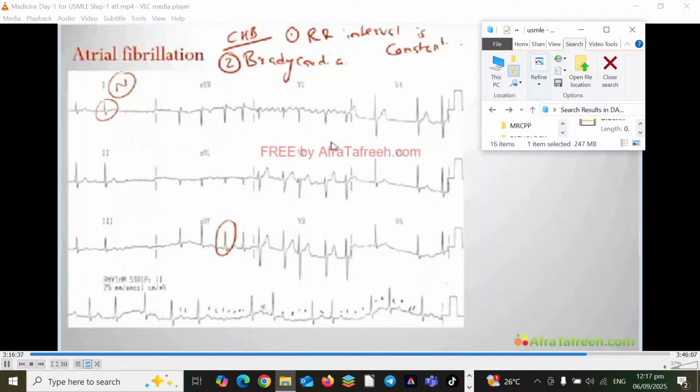Fibrillation, again, is irregular. Flutter, again, should not be irregular, and there should be a constant block like a 2:1 or a 3:1 block. So it would be a very high atrial rate like 200s or 300s with associated heart block. If it's a 3:1 block, the ventricular rate would be 100. So there is an atrial rate of 300 and a ventricular rate of 100.